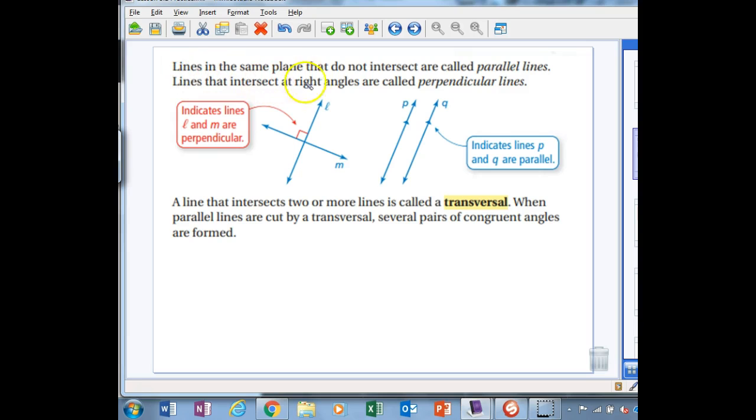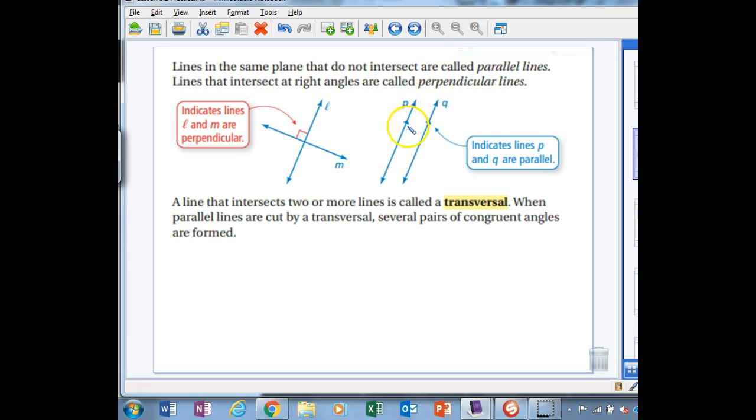So it says lines in the same plane that do not intersect are called parallel lines. So these intersect. You see that cross where they touch? That's an intersection. That is not a parallel line. These are called perpendicular. These two lines never cross. So these guys would be called parallel.